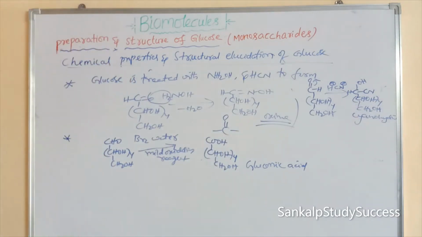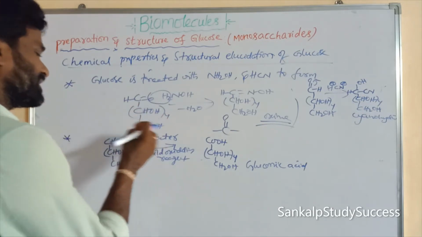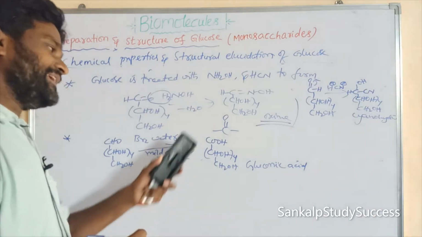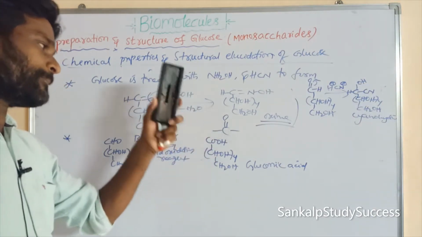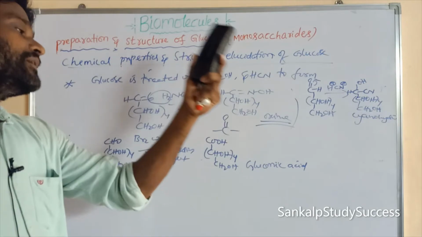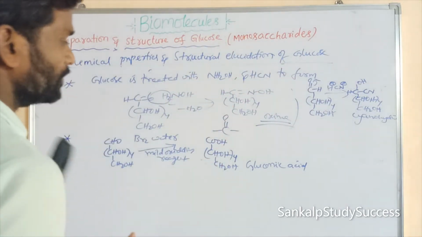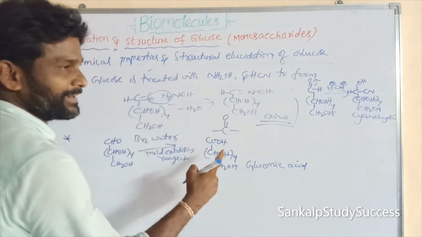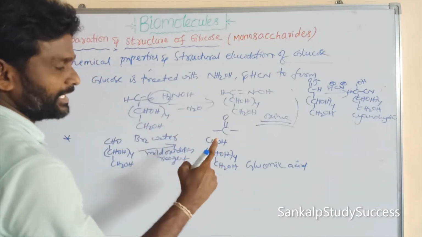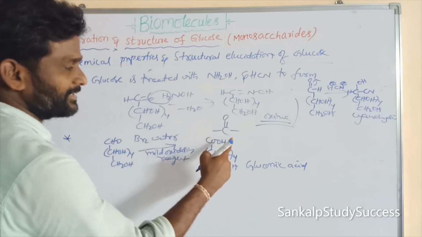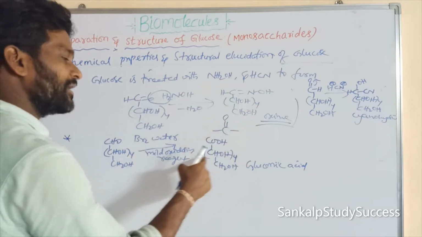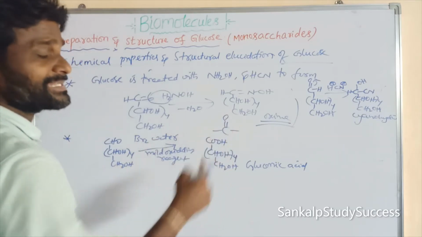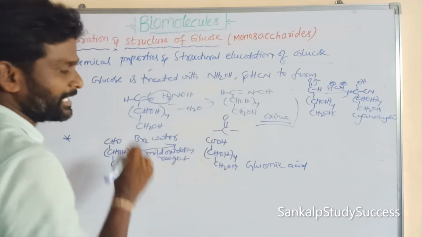So that means this reaction suggests that the carbonyl group of glucose must be aldehyde. So this type of carboxylic acid is given only by aldehyde functional groups, but not ketones. If a ketone group is present, it gives a smaller number of carboxylic acids with fewer carbons than the parent molecule.